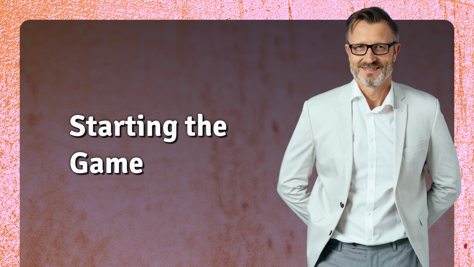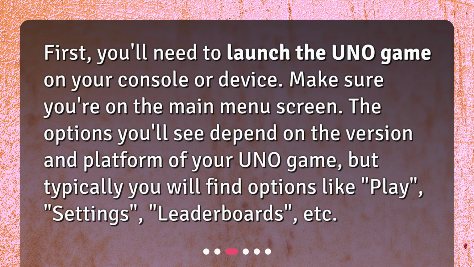Starting the game. First, you'll need to launch the Uno game on your console or device. Make sure you're on the main menu screen. The options you'll see depend on the version and platform of your Uno game, but typically you will find options like Play, Settings, Leaderboards, etc.